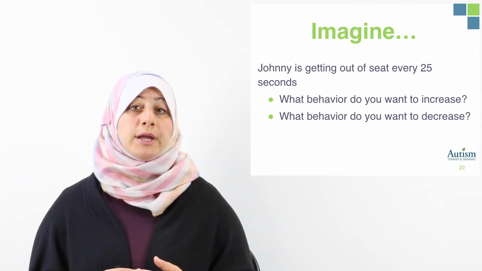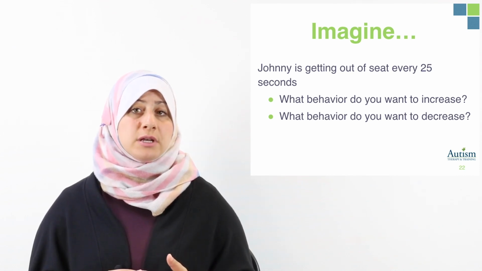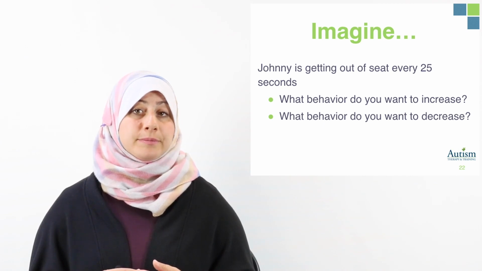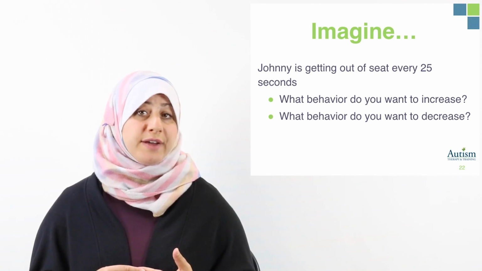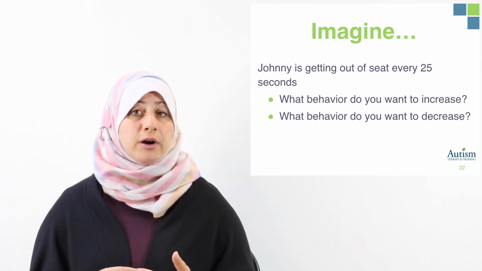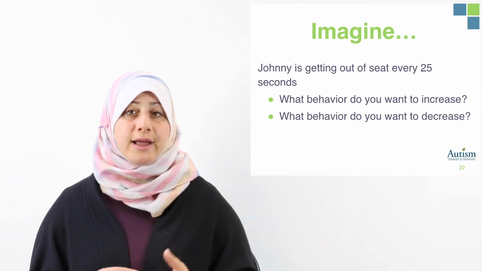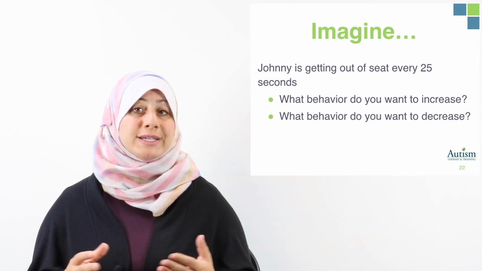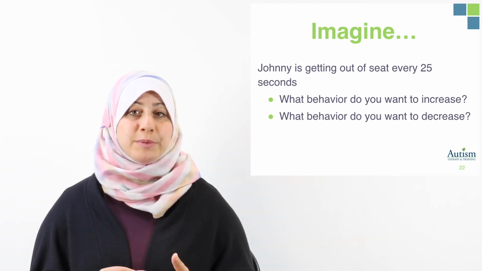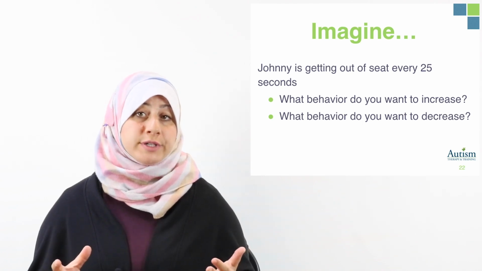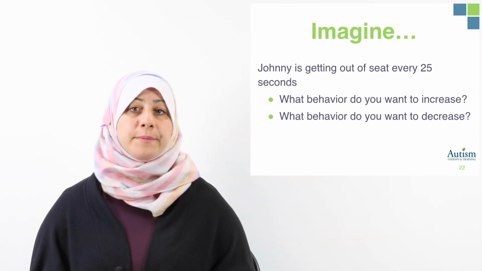So Johnny was walking around every 25 seconds. So how long would our DRI interval be? Well, we want Johnny to be successful. So if data showed 25 seconds, we want to set our DRI interval to slightly less than that. So maybe we could set it to 20 seconds. Remember, we want to catch and reinforce the in-seat behavior. If we don't reinforce it, we can't improve it over time.